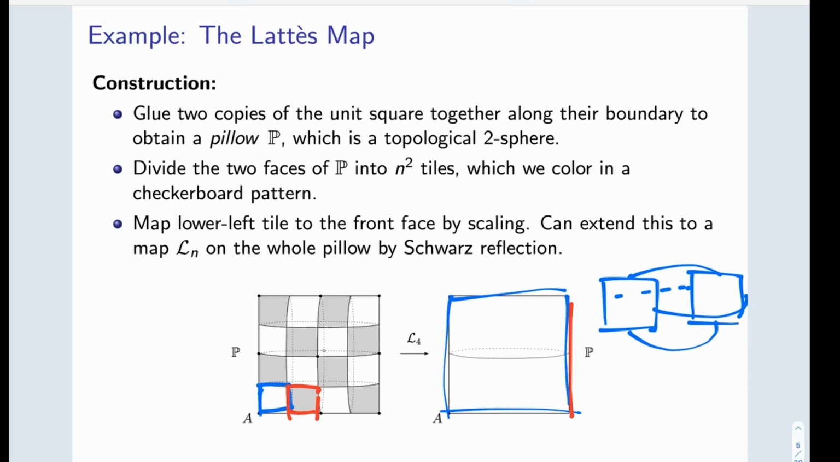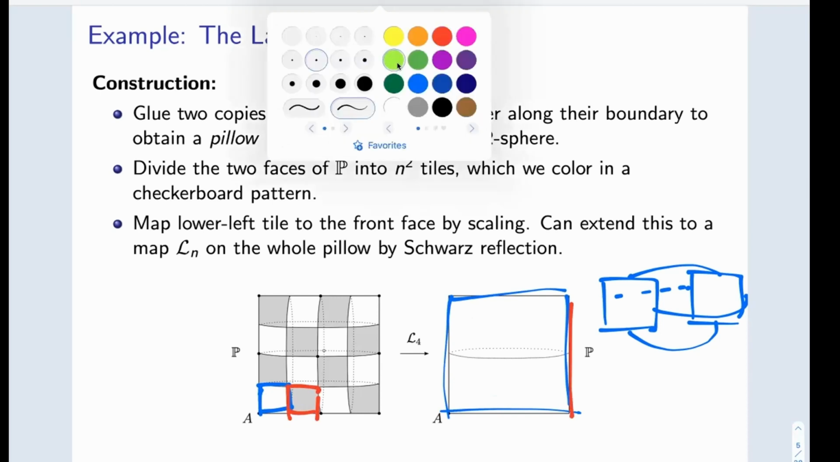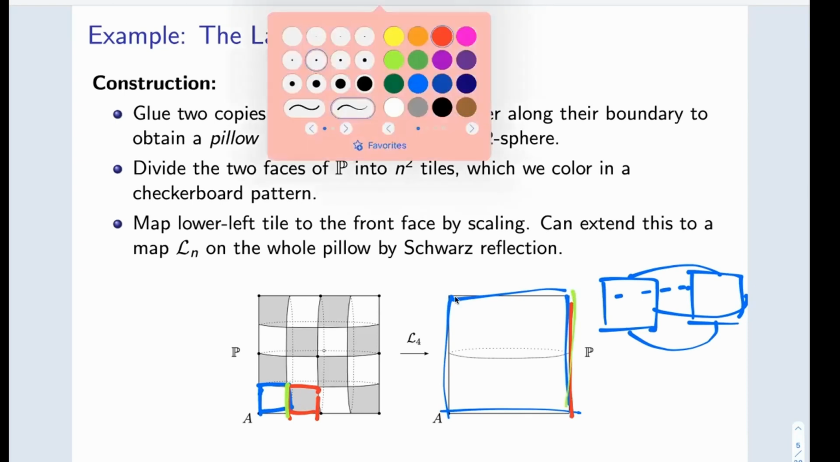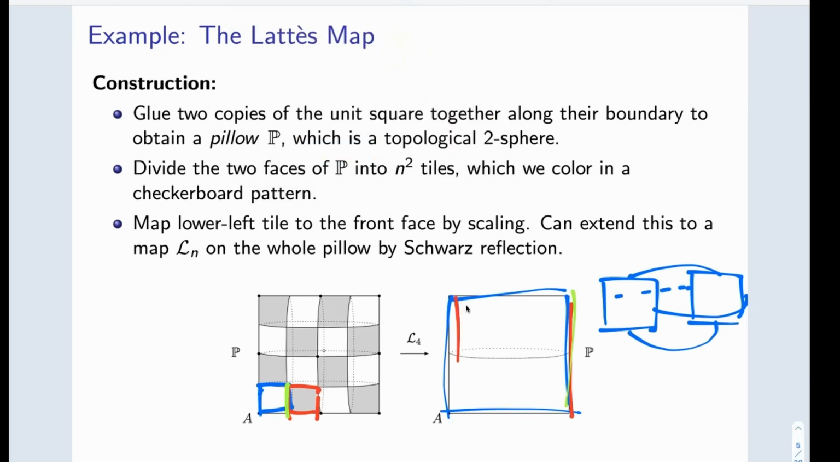So, let's say I'm interested in this square now. Well, that red square is going to be reflected across, let's say, this green edge. To get that, I just reflect across this green edge of the pillow, and then that puts me on the back side of the pillow. So I guess we have a red square on the back here. And then I just continue Schwarz reflection until I fill out this entire quilt.